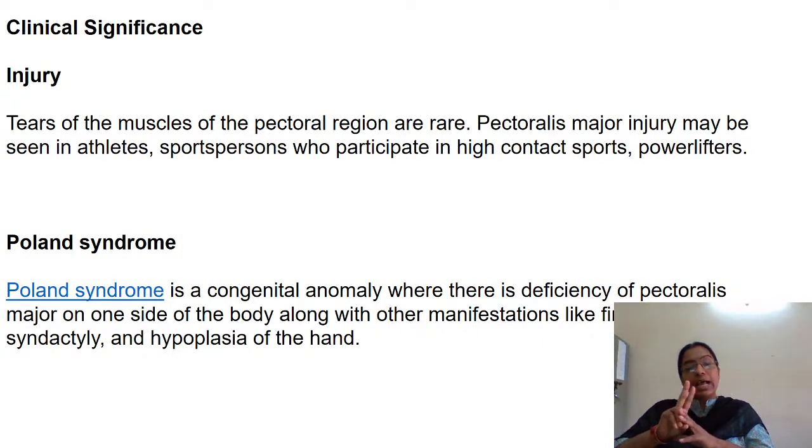Syndactyly, you can see it. Or hypoplasia of the hand. The hand is not formed fully. That is called as hypoplasia of the hand. So these 3 features together form a syndrome which is called as Poland syndrome. Very rarely, which is a congenital anomaly. It is due to the deficiency of pectoralis major muscle. These are the few clinical significances.